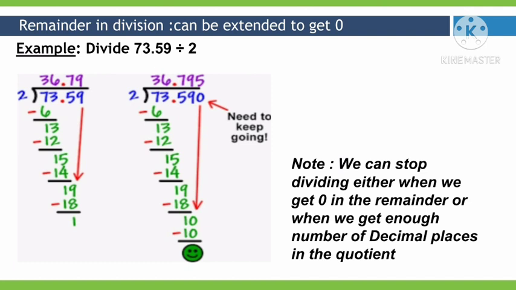When you subtract, you are getting 1. Bring the 5 down. While you are bringing 5, you are crossing the dot. So immediately keep the dot in the quotient place. Now it's 15. 2 7s are 14. Balance 1. Bring the 9 down.